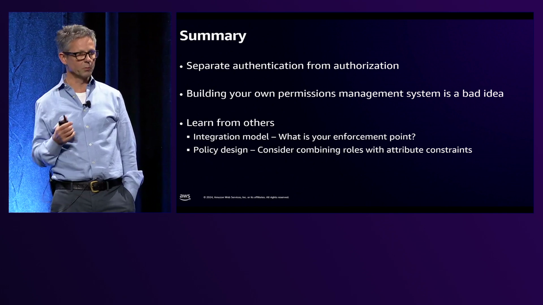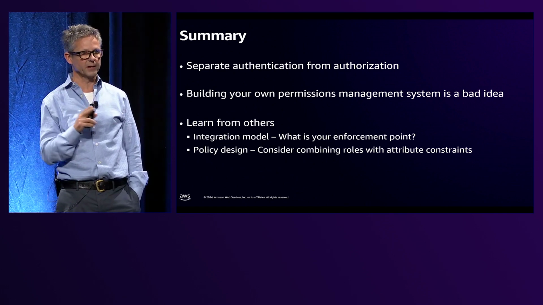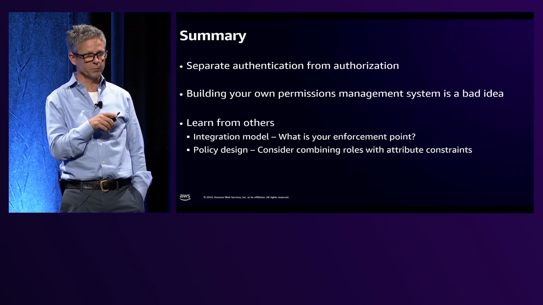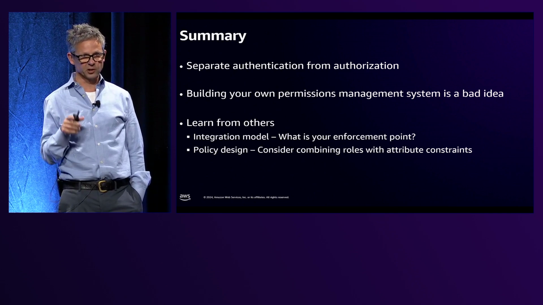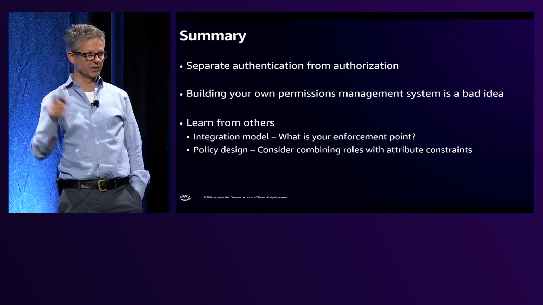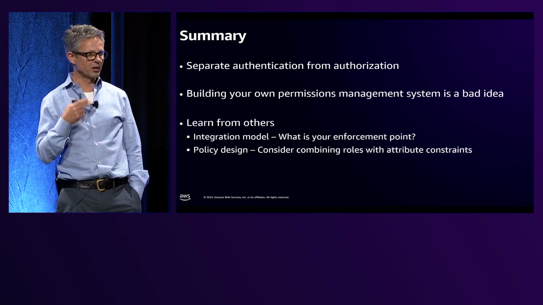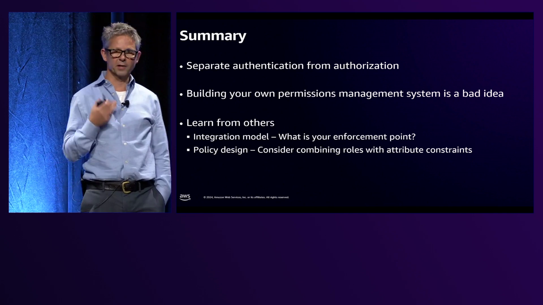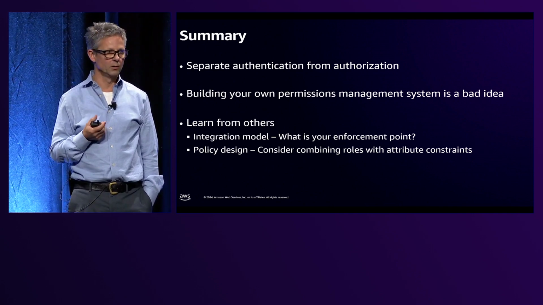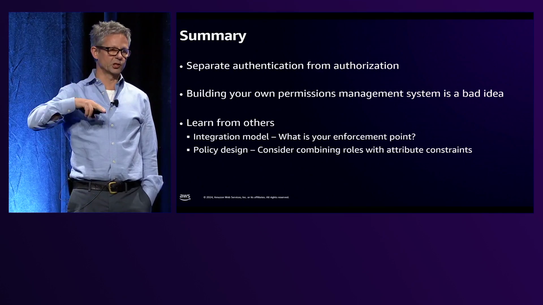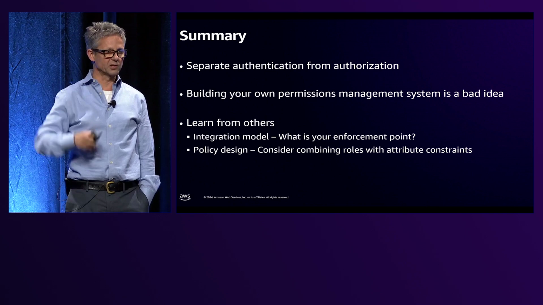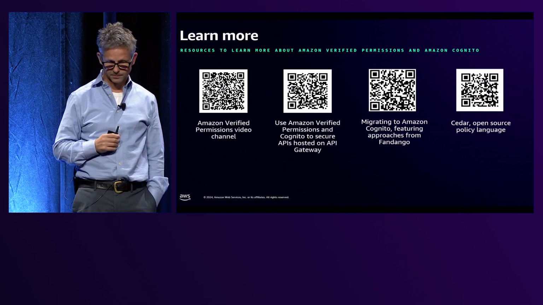Considering the integration model, how does your application interface into verified permissions? Where is your policy enforcement point? Where are your policy information points? Where are you gathering the information, calling out to AVP, getting a decision, and then enforcing it? And thinking about your policy design. In both cases, we followed a pattern here of what we call a constrained roles pattern, where your permission is based on a combination of the group that you're in, aka your role, and then some attribute-based conditions.